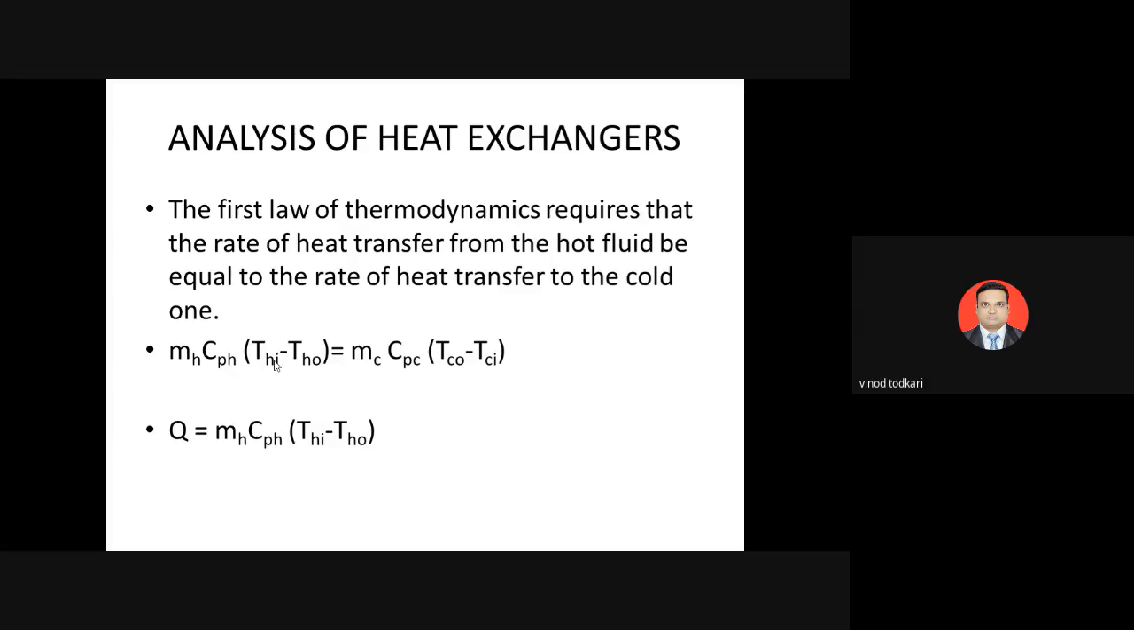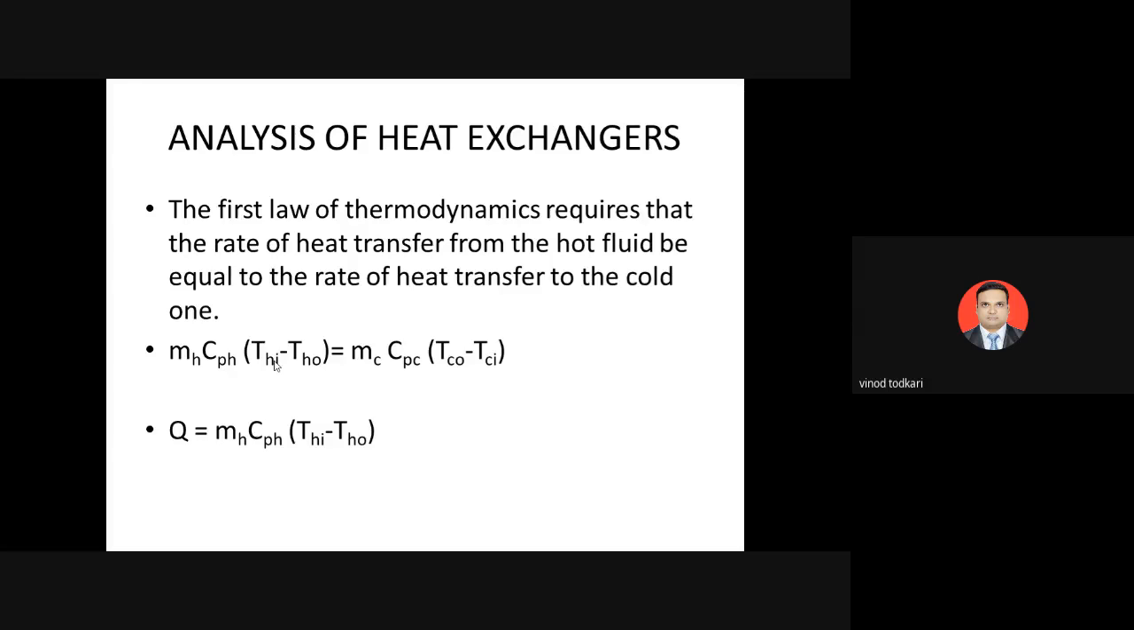So that is the first equation. There are only 4 steps. I repeat, there are only 4 steps. The first 2 steps I have written on the first slide. The first step is what we just discussed: to apply the energy balance equation. What is that energy balance equation? It is mH Cph into bracket Thi minus Tho is equal to mc Cpc into bracket Tco minus Tci. I believe that it is clear to you.